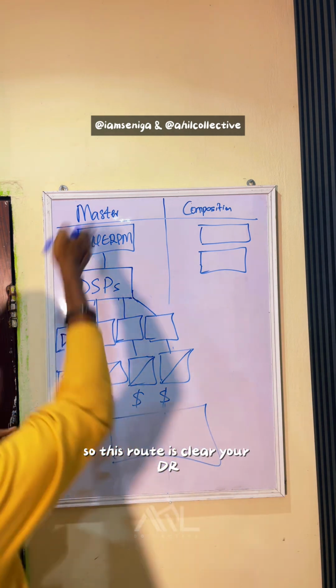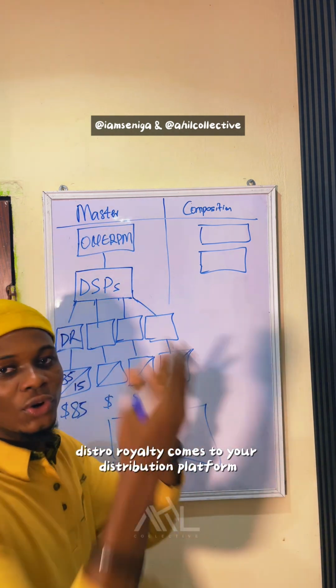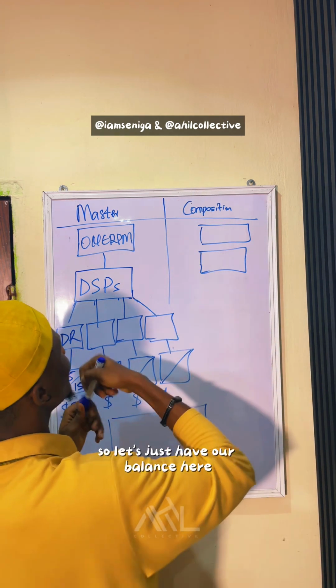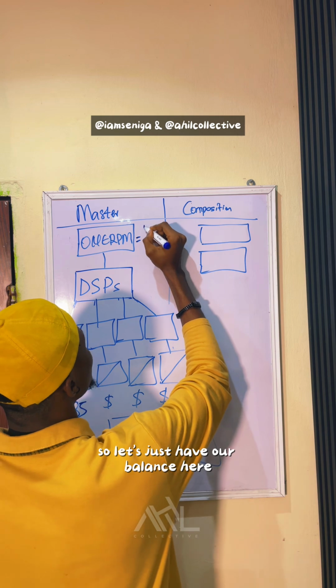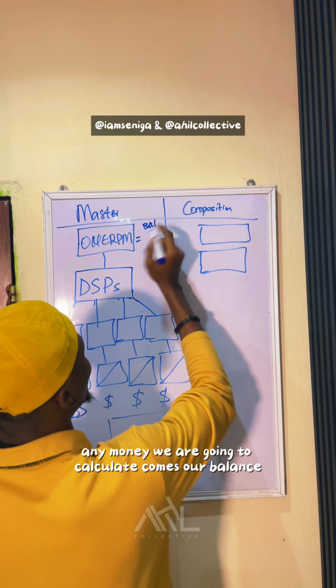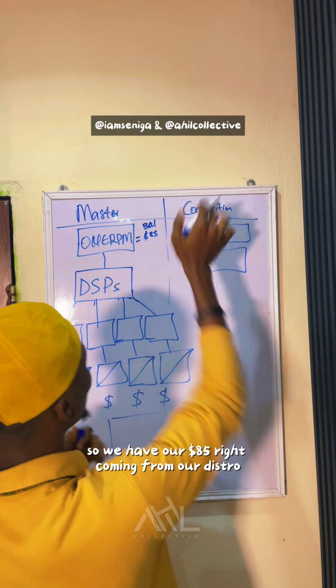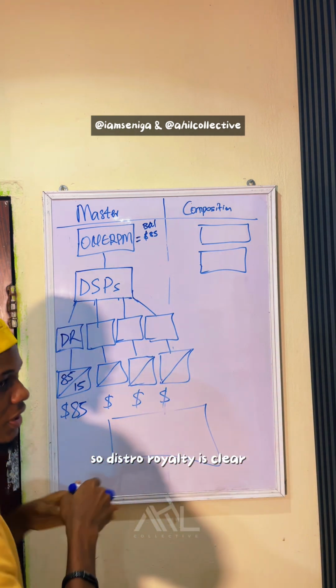So this route is clear. Your DR, distro royalty, comes to your distribution platform. Let's just have our balance here. Any money we are meant to calculate comes to our balance. So we have $85 coming from our distro. So distro royalty is clear.